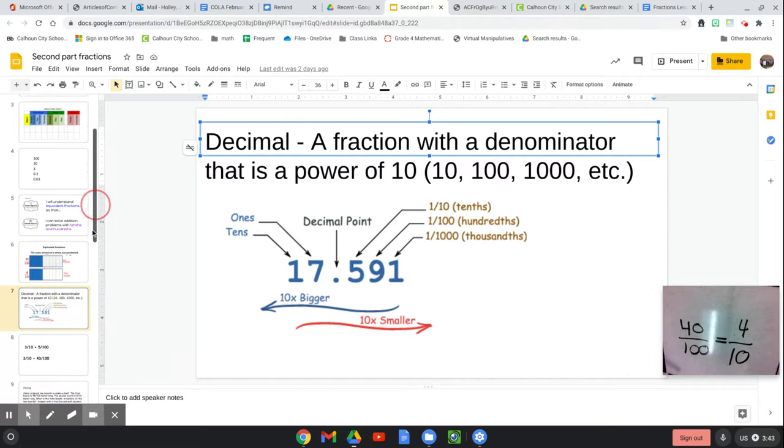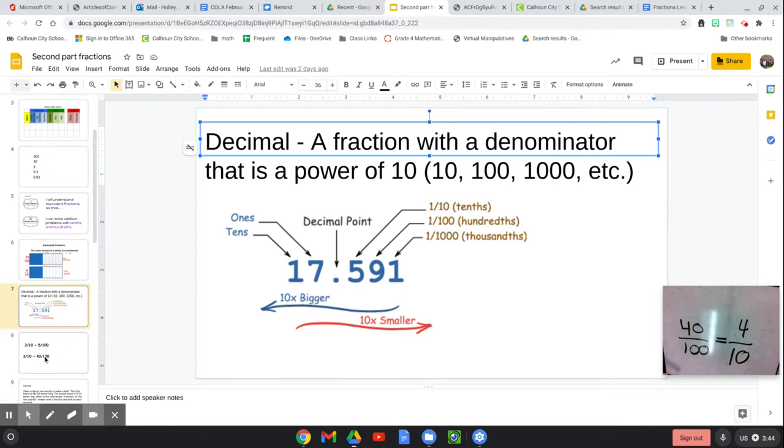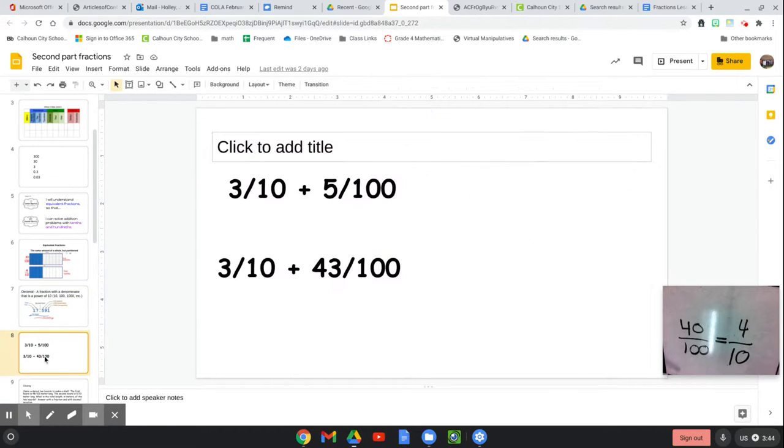So, Miss Holly, you're telling me all this stuff. Why are you telling me all this stuff? Well, let's talk about it. So, for example, say you are given, I'm going to use my hands because I don't have my trusty cleaner. So I have 3 tenths plus 5 hundredths. So I need to stop and I need to think.